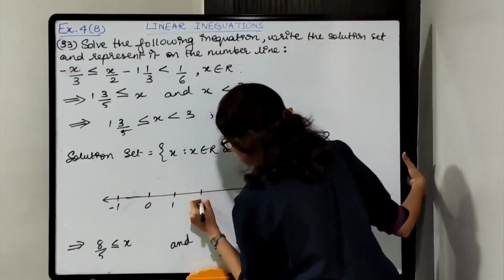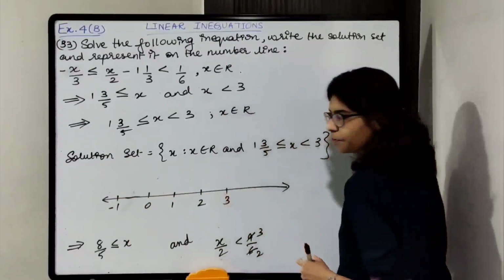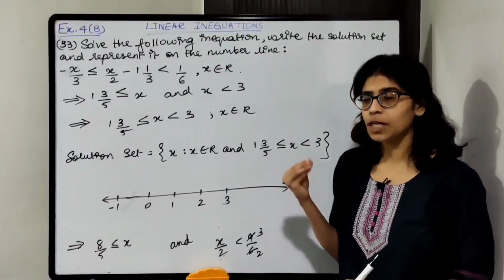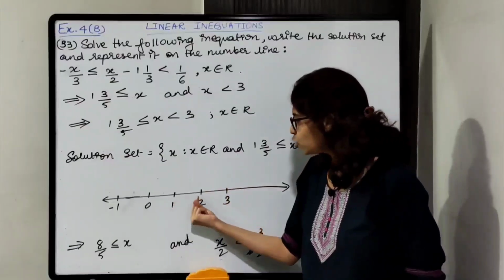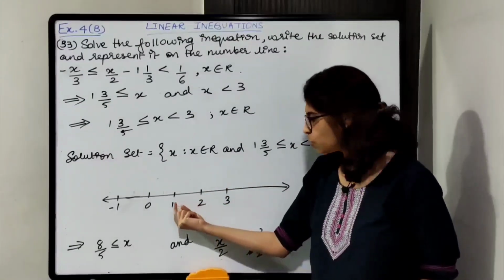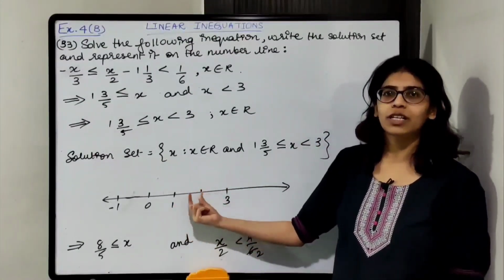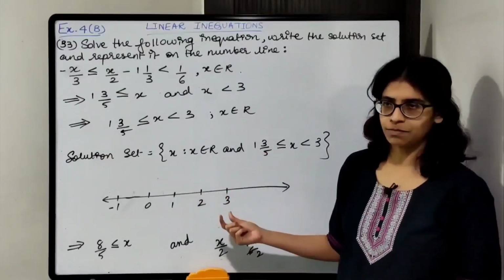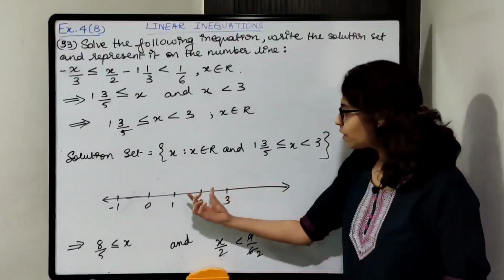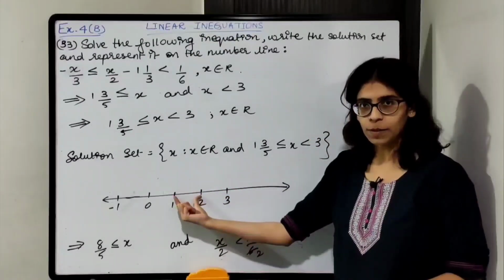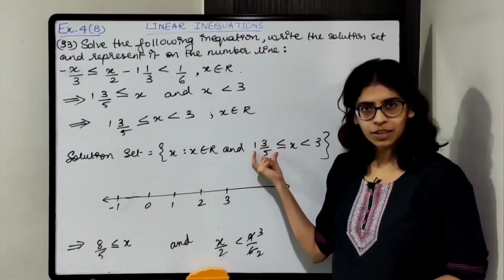1, 2, 3. Why? Because 1 3 by 5 lies between 1 and 2. So how will we draw it here? Where will it come? 5 is in the denominator, so you have to divide the range 1 to 2, okay? 1 3 by 5 lies between 1 to 2.